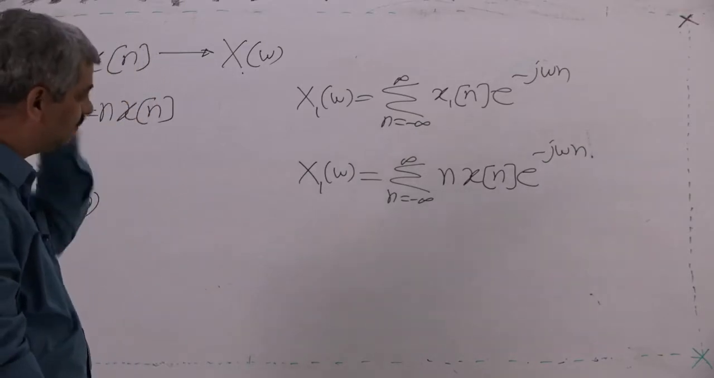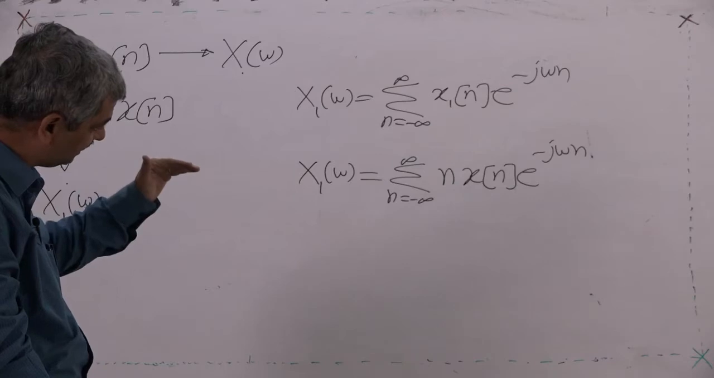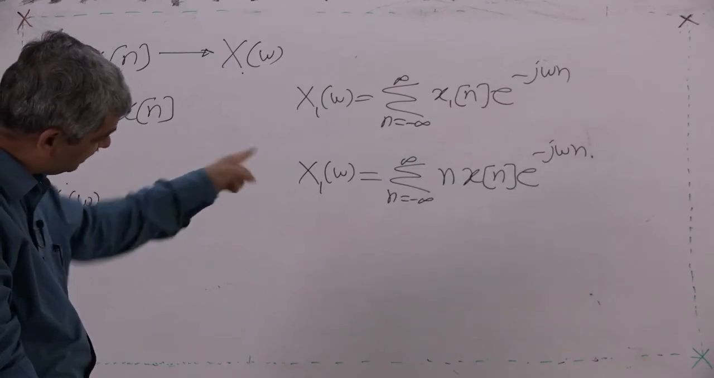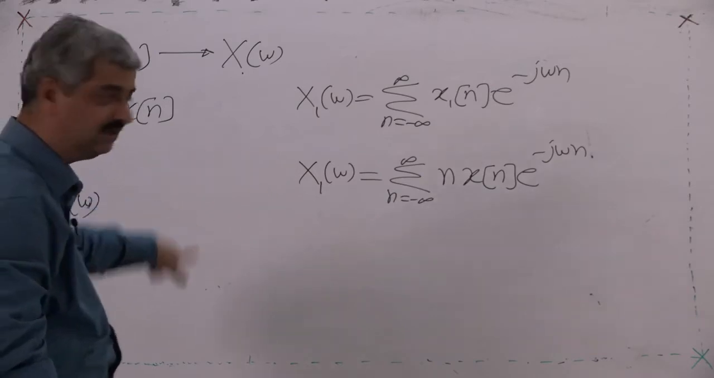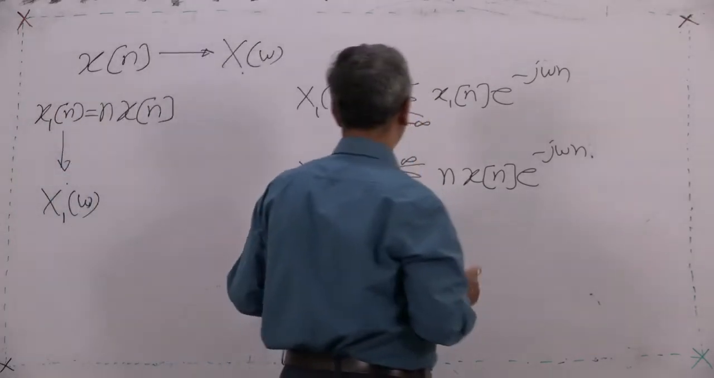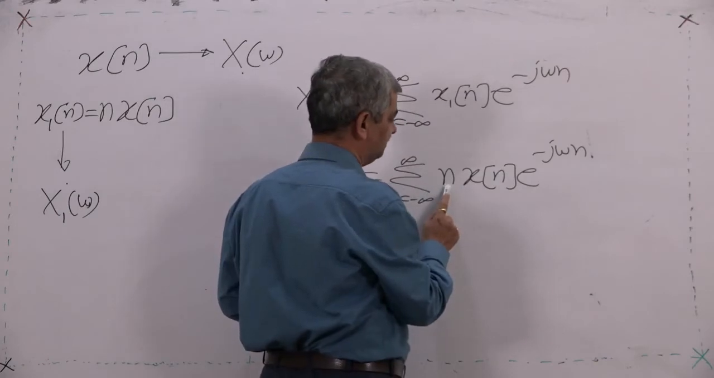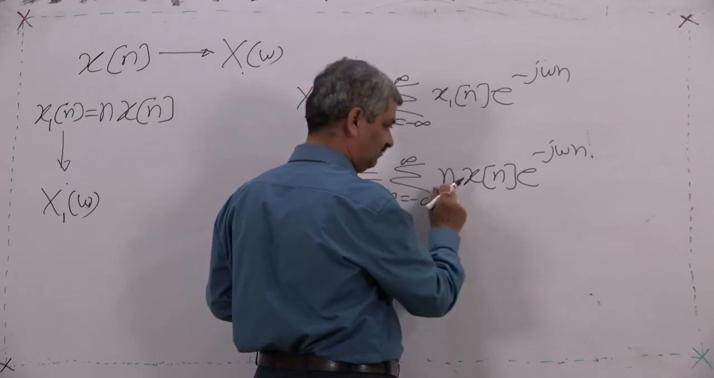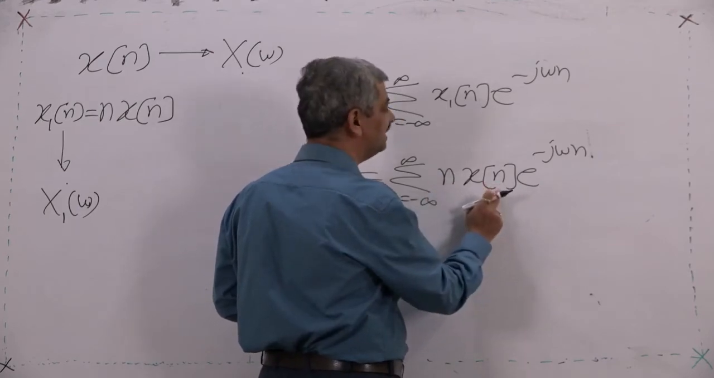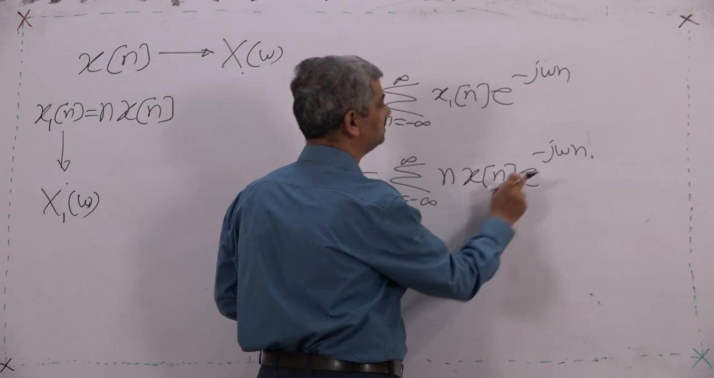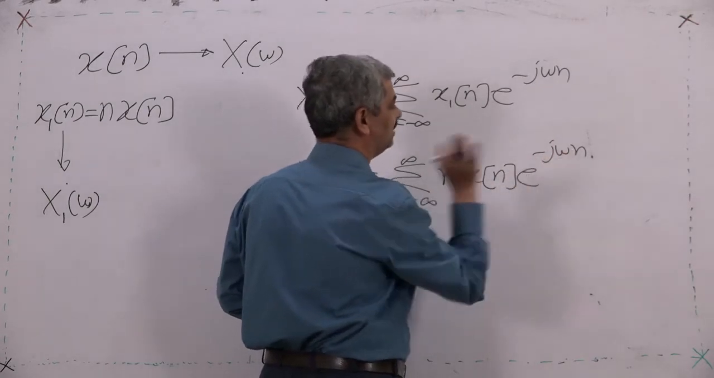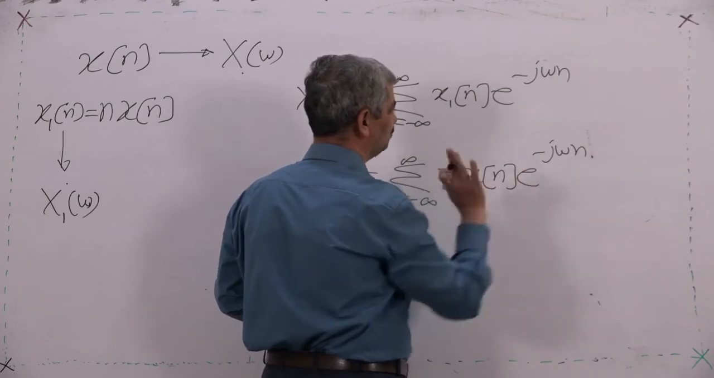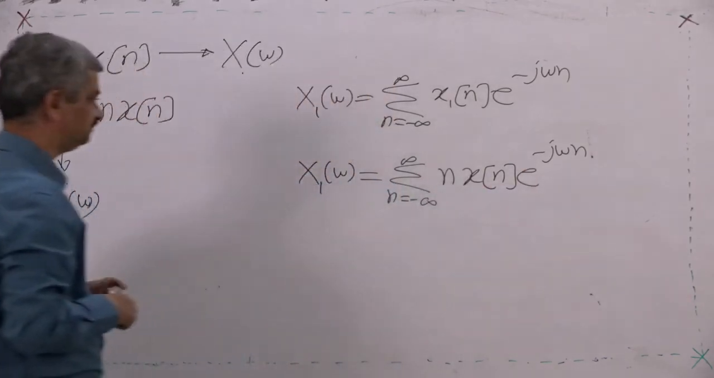Now n has come inside the summation, so n can't be brought out. What is the problem here? The problem is n is inside, and outside it is the sum over n. So this n we can't remove, this x of n we can't remove, this e raised to minus j omega n we can't remove. All these terms have n in them, so they can't be removed at all.